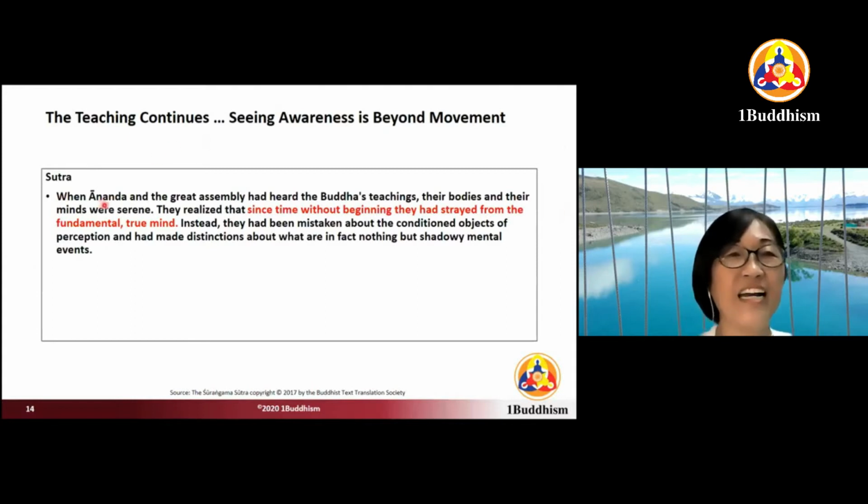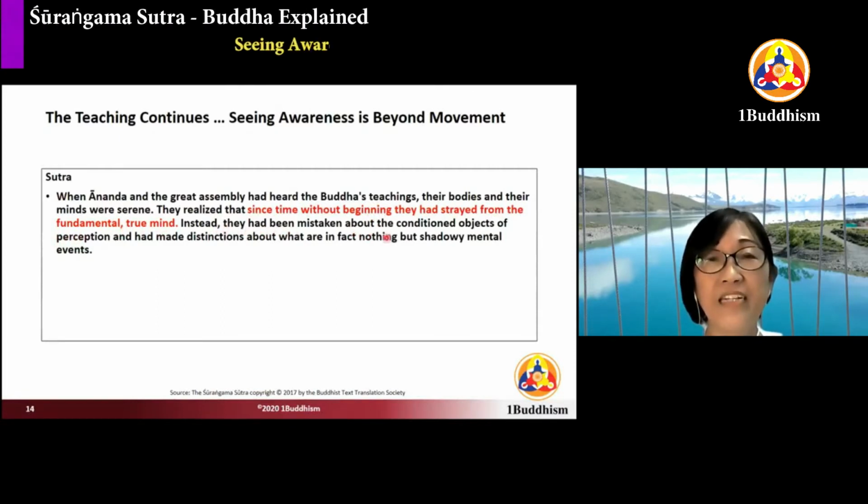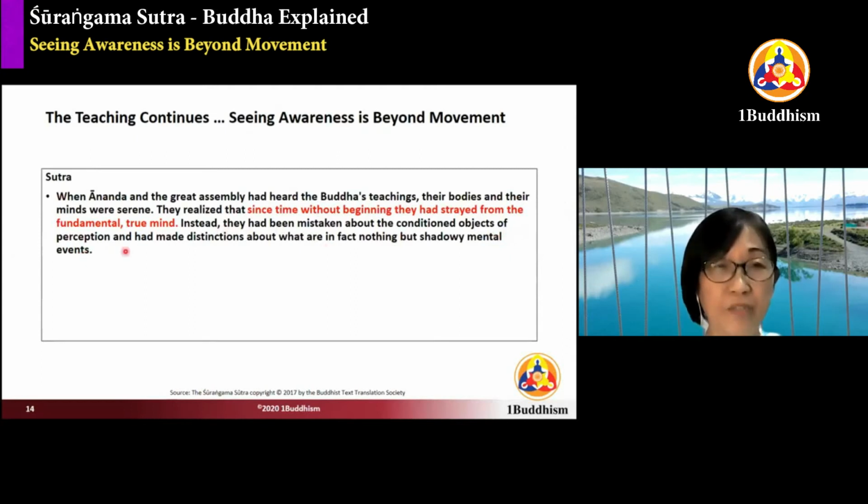So when Ananda and the Great Assembly heard the Buddha's teachings, their bodies and their minds were serene. They realized that since time without beginning, they had strayed from the fundamental true mind. Instead, they had been mistaken about the conditioned objects of perception and had made distinctions about what are in fact nothing but shadowy mental events.